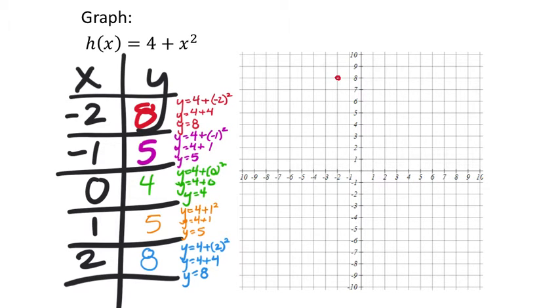And we also have that reflection as well, right? We got 2, 8 as well, right there. And then we had -1, 5, and also 1, 5. And then our last point at 0, 4, that's our y-intercept, okay?